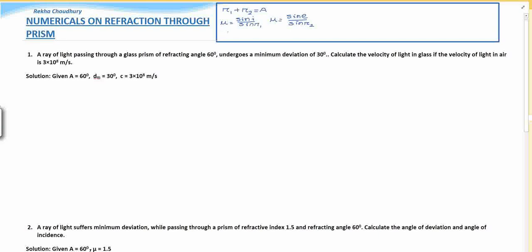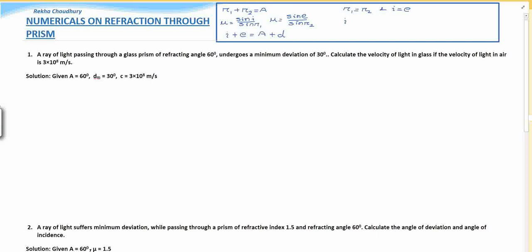Again we have i plus e is equal to A plus D, that is, the sum of the angle of incidence and angle of emergence is equal to the sum of the angle of prism and angle of deviation. Again, for minimum angle of deviation, r1 is equal to r2 and i is equal to e. So this is for minimum angle of deviation.